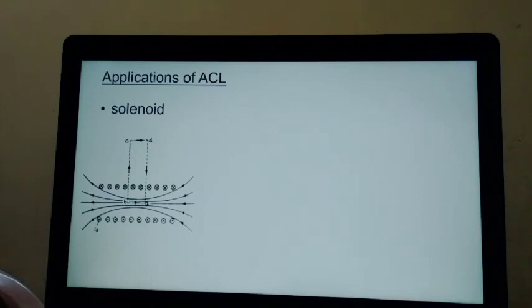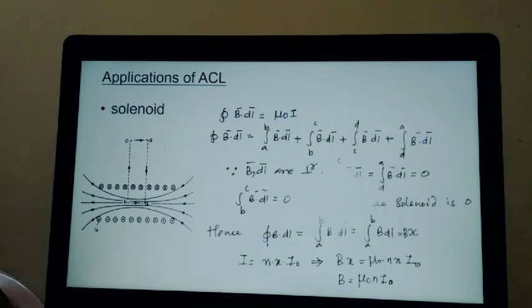To find the magnetic field intensity due to the solenoid using Ampere's circuital law, we need a closed loop. And we have considered here a rectangular loop ABCD. Now we can apply Ampere's circuital law. The left hand side of Ampere's circuital law is the line integral of B dot dl over this closed loop, and it is equal to mu 0 I. That is Ampere's circuital law.